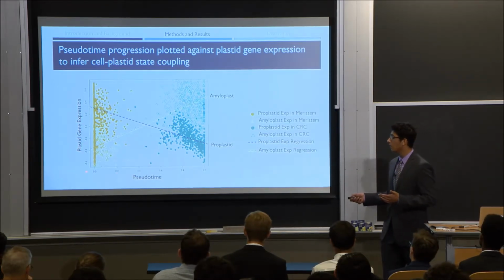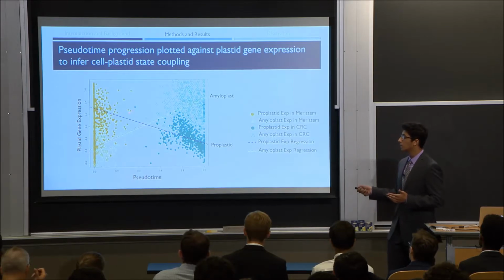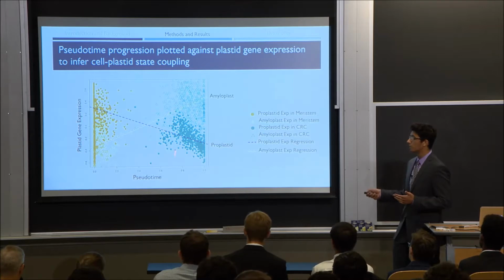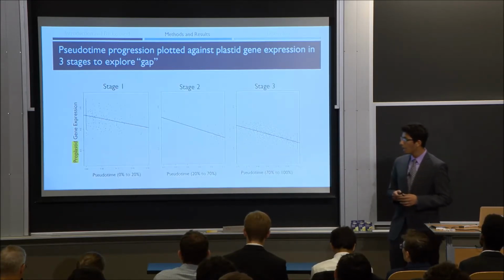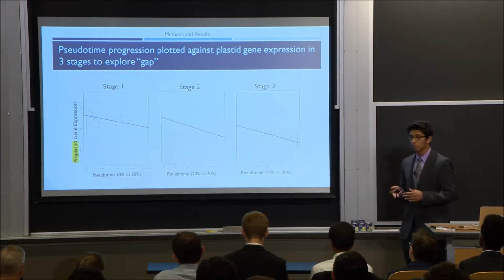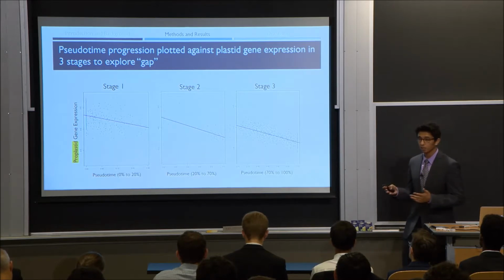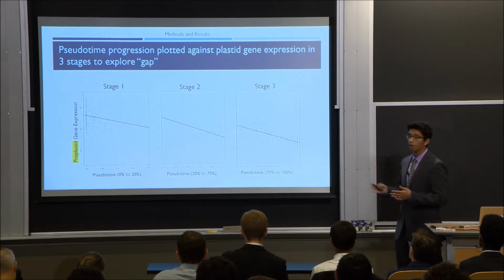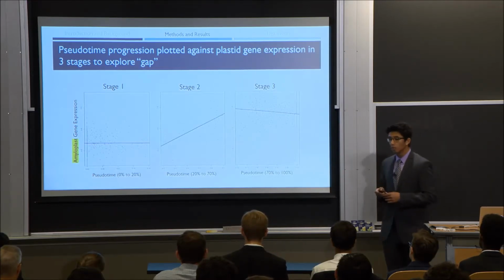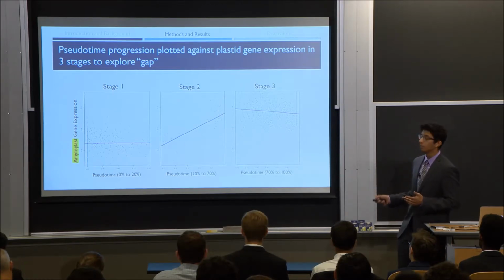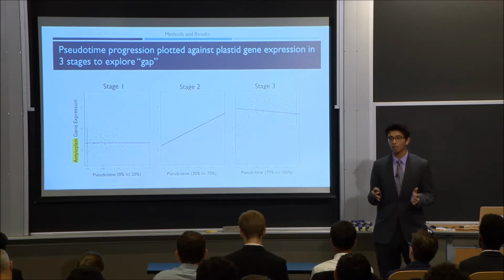Well, we divided the pseudo-time into 3 stages. First stage was from 0 to 20%. Second stage was 20 to 70%. And third stage was 70 to 100%. And well, for proplastid gene expression, we got a significant decrease in proplastid gene expression in all 3 stages, which probably indicates synchronicity between proplastid gene expression and cell state. Now, for amyloplast gene expression, we get a different story. Amyloplast gene expression only significantly increased in stage 2, which is probably an indication of less synchronicity.